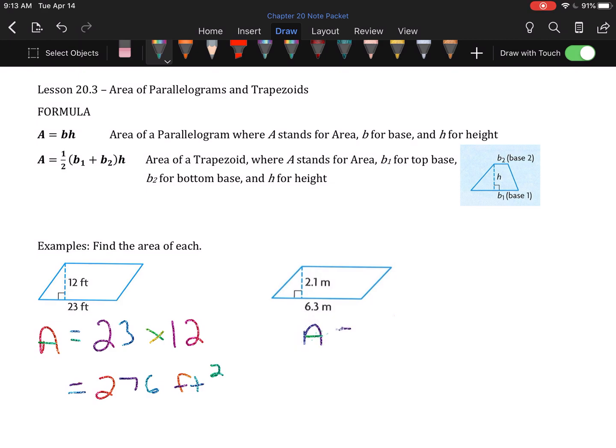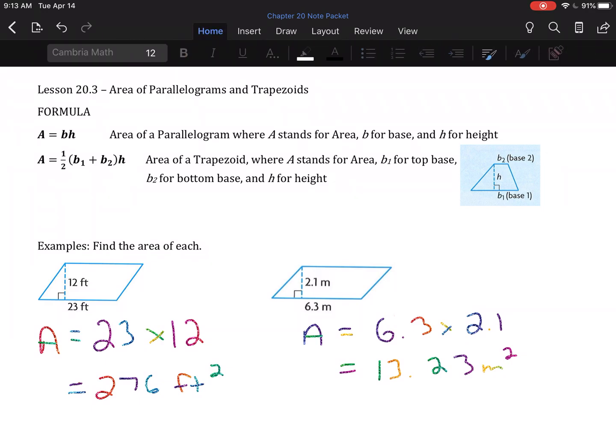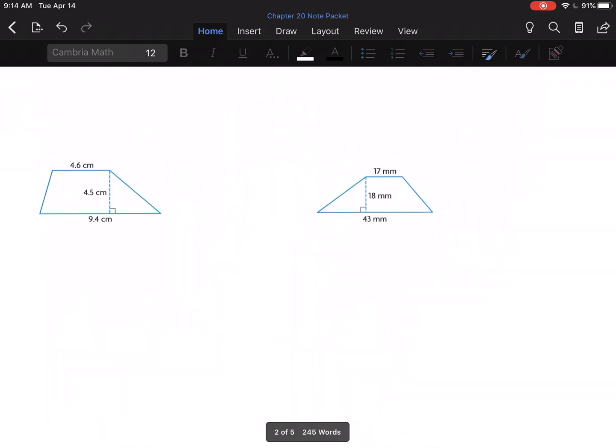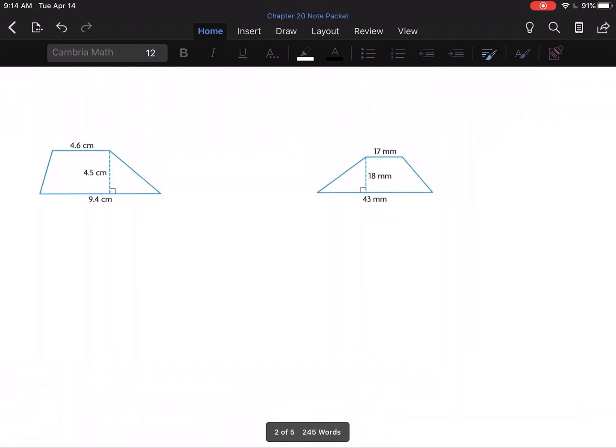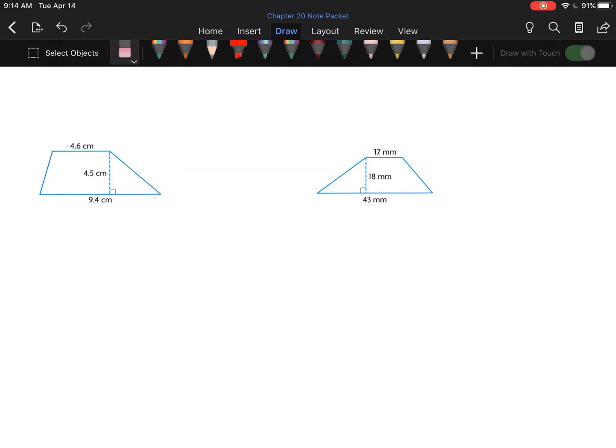For my other guy, he is going to be a base of 6.3 times a height of 2.1. So again, 6.3 times 2.1, that is 13.23 square meters. So parallelograms, really, really, really easy. We just multiply. Trapezoids are a little bit more.